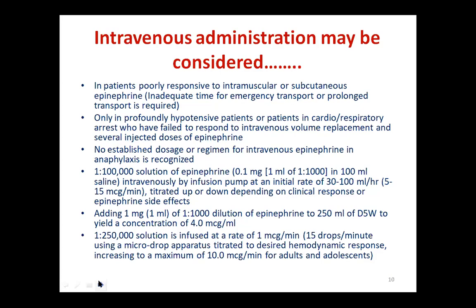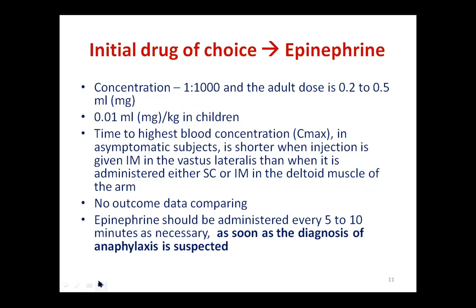We have to give epinephrine intravenously, and this is the solution, 1:1 lakh, and we should give 0.1 milligram via the infusion pump. We can see this rate. So the initial drug of choice, there should not be any confusion on that, is adrenaline, and this is the concentration already discussed. Time to highest blood concentration, that means Cmax, in asymptomatic subjects is shorter when injection is given intramuscularly in the vastus lateralis than when it is administered either subcutaneously or intramuscularly in the deltoid muscle of the arm. So this is why it is better to give in the lateral aspect of the thigh.